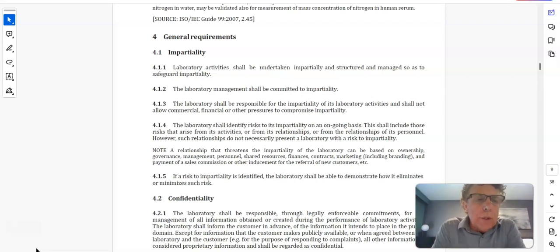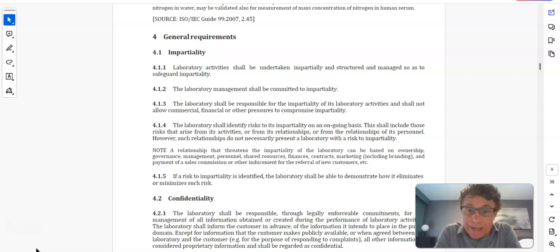Now let's go on further. So section 4.1.4, the laboratory shall, this is a shall statement, so that doesn't mean you can if you want to. It means you shall do it or you'll get a non-conformance. The laboratory shall identify risks to its impartiality on an ongoing basis. So what does that mean? It means the laboratory shall identify risks to its impartiality on an ongoing basis.